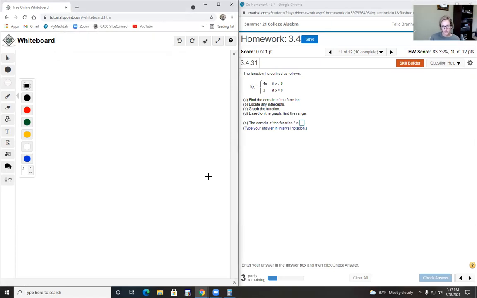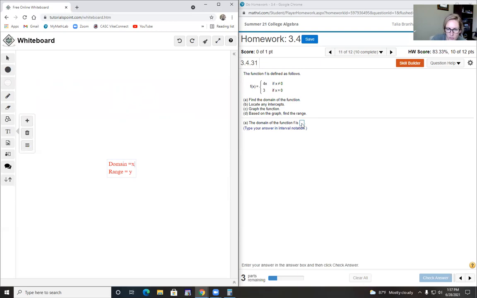Find the domain of the function, locate any intercepts, graph the function. Based on the graph, find the range. So our domain on this one, domain is x. Remember that, domain is x, and range equals y, although they do ask about the range later on.